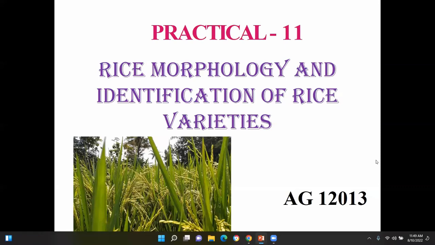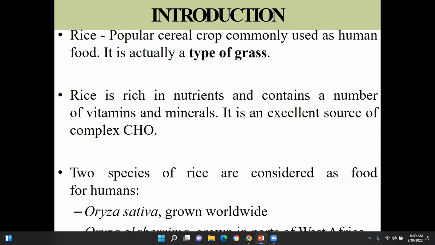Okay, rice morphology and identification. Under the introduction, you know these things. Rice is the staple cereal crop commonly used as human food. It is actually a type of grass. Paddy is the main human food in Sri Lanka. Sinhala people and Tamil people mainly eat rice, white rice, brown rice or anything.